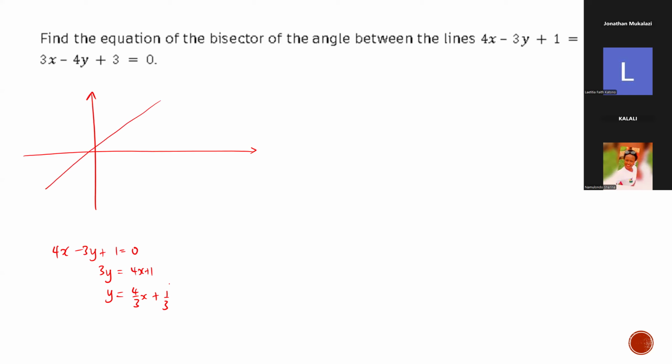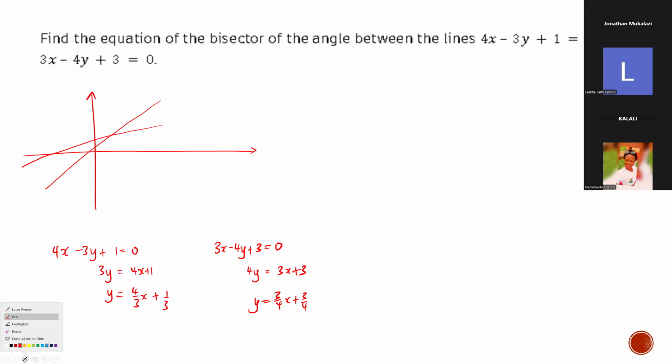And then you have the line 3x minus 4y plus 3 is equal to 0. So this is 4y is equal to 3x plus 3, y is equal to 3 over 4x plus 3 over 4. So this line has a smaller gradient, but a higher intercept. So it would look something like that. Not drawn to scale again, but this is what the two lines look like.